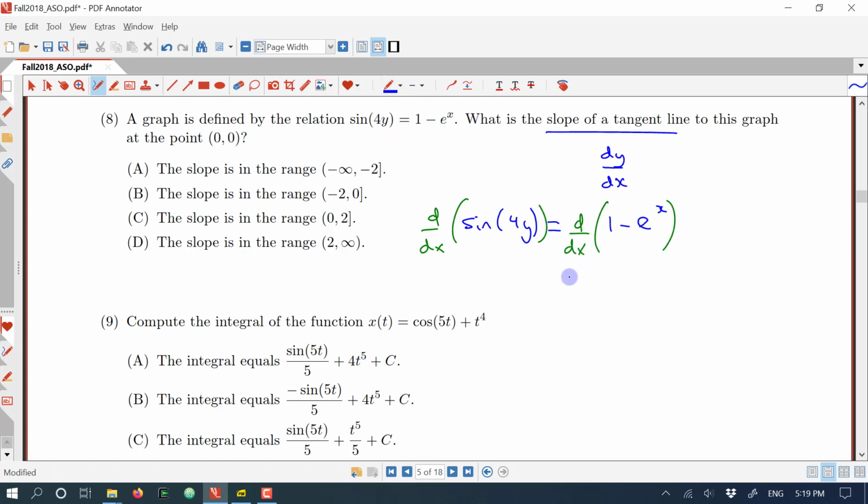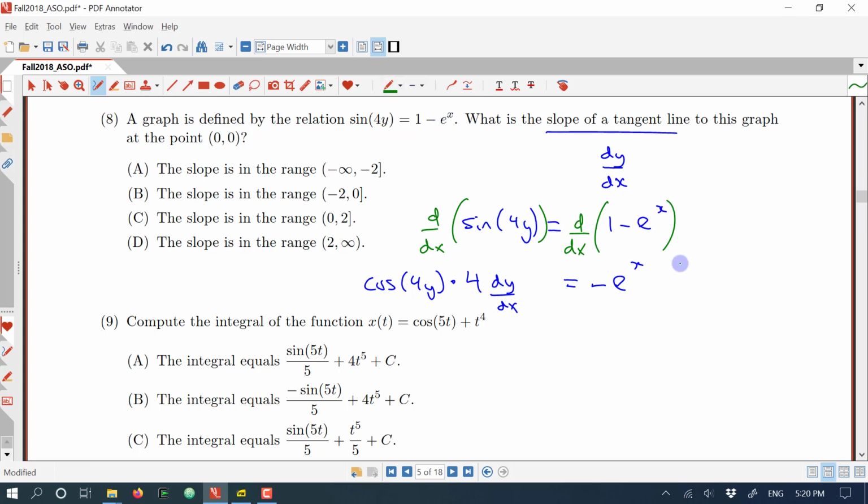The right-hand side is fairly simple. We just get 0 as the derivative of 1 by itself, and the derivative of e to the x is e to the x again, with a negative sign out front. The other side's a little more complex. We have sine. The derivative of sine of anything is cos of the same thing. Then we multiply by the derivative with respect to x of the inside, and that's going to give us 4 dy/dx. Notice, because y and x are different variables, we would have the derivative of the inside function as part of our solution here.